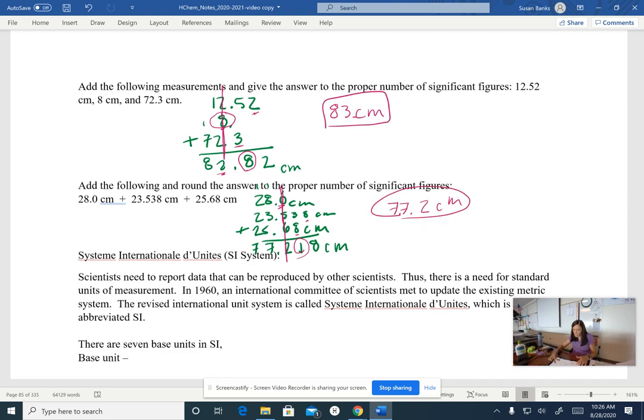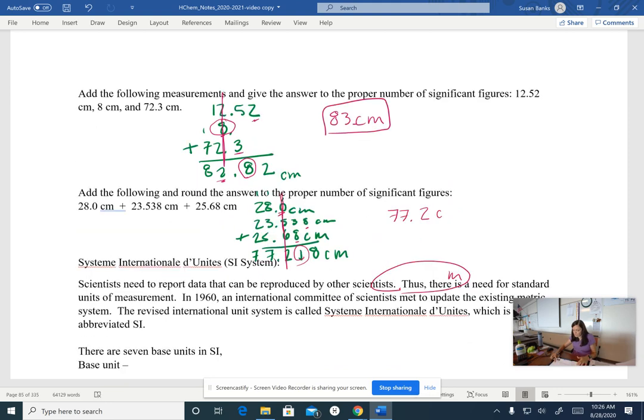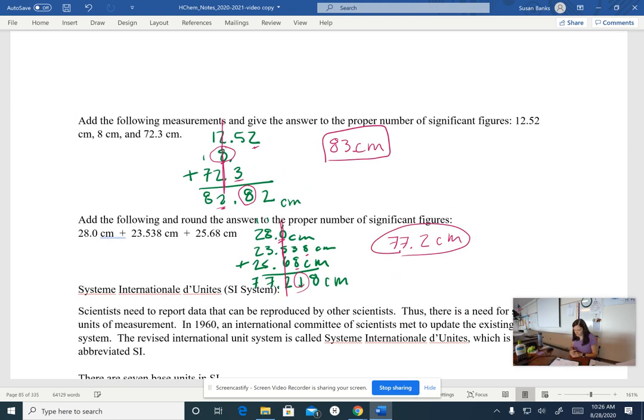Okay? All right. So hopefully, wow, I don't know why that jumped around. Hopefully that helps. I'm going to do a couple more examples for you. And then your homework is going to be very much sig figs, adding and subtracting with sig figs, and dividing and multiplying with sig figs.